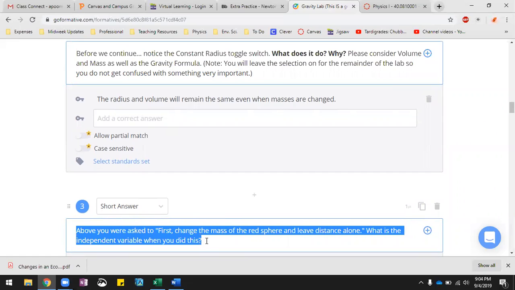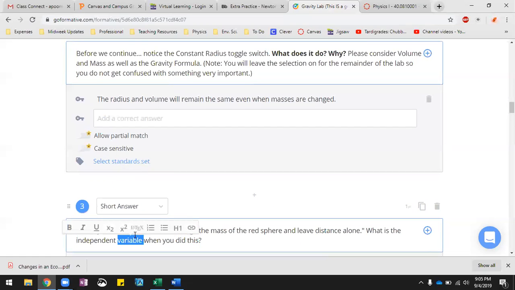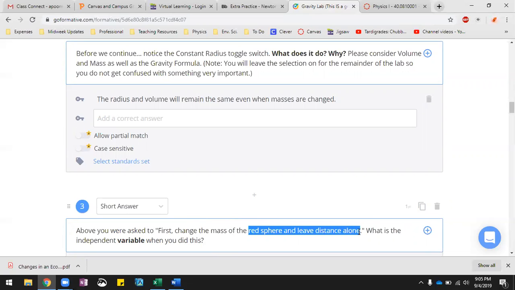All right, so above we were asked to change the mass of the red sphere and leave the distance alone. And the question is, what is the independent variable when you do this? Variable means to change something, all right? Variable is change, and there's also a constant. Constants are things that don't change. So which one of these changed? Was it the red sphere? Or was it the distance?